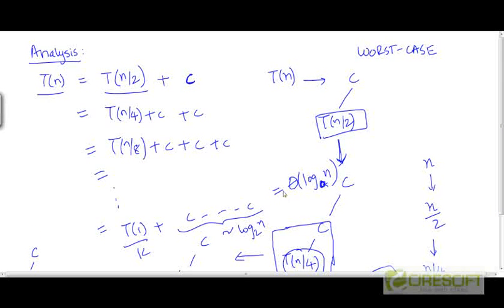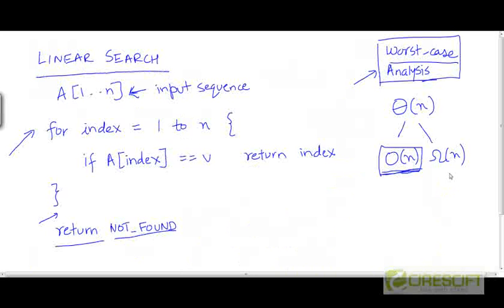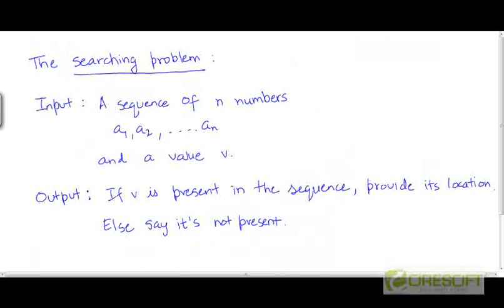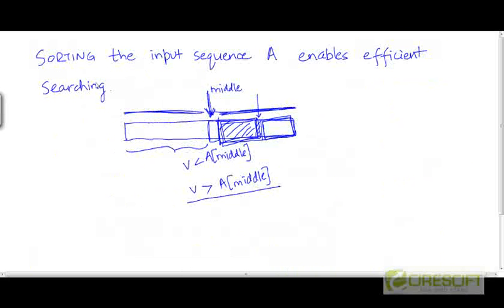So you can see that by sorting the original sequence, we have brought down the worst case running time from theta of n in linear search to theta of log n for binary search. So sorting enables us to solve the searching problem more efficiently.